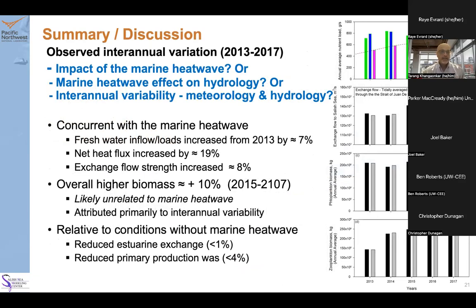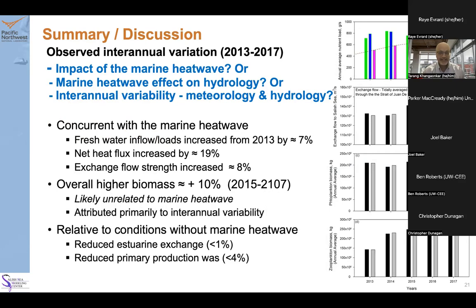So at first we thought this is strictly the heating effect from the marine heat wave. Then we thought, hey, it's a combination of marine heat wave and hydrology, because we have made the assumption so far that hydrology is not affected by the heat wave. But now we also recognize that much of the strength of exchange flow that comes into the Strait of Juan de Fuca is controlled by Fraser River. And Fraser River is dominated by snowmelt. So it's quite possible that Fraser River flow was affected by the heat wave.